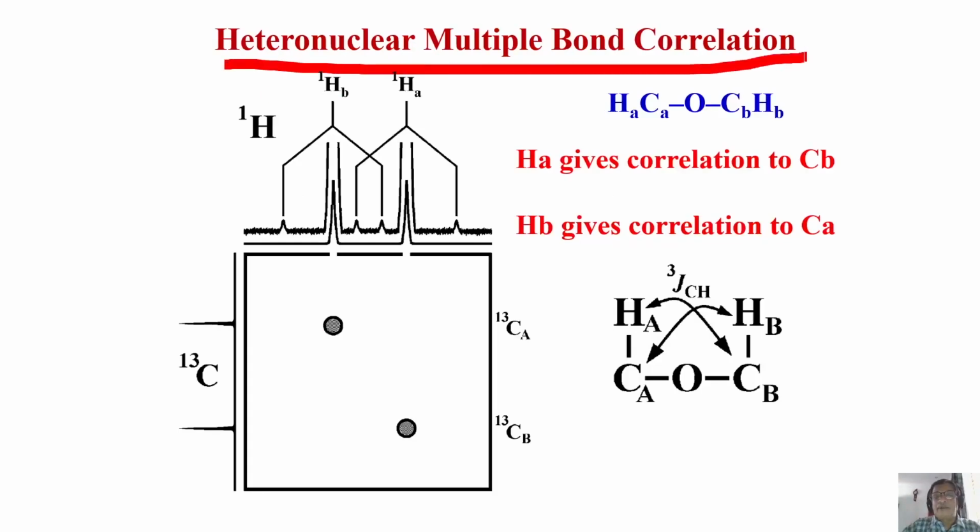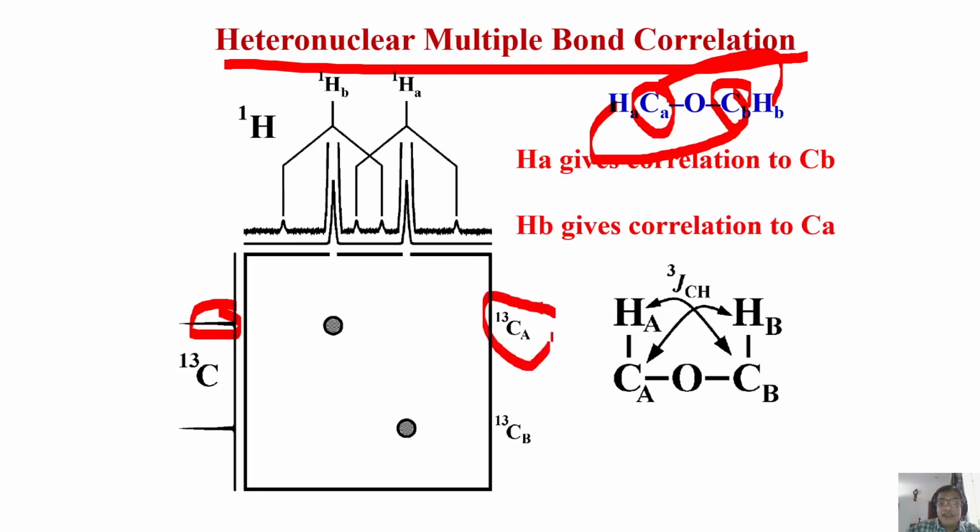Now, in the heteronuclear multiple bond correlation, what we have to see is that this carbon should correlate to this proton, and this carbon should correlate to this proton. That is called long range correlation. If you look at this carbon-13 chemical shift here, earlier we got a doublet, corresponding to one bond carbon-proton correlation. But now that is suppressed. What I am seeing is long range correlation.